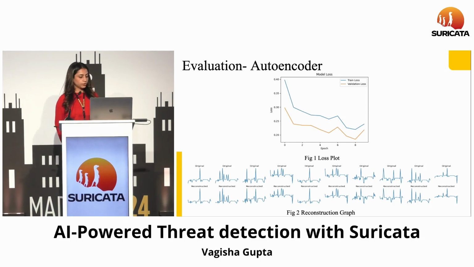These are the results from the autoencoder. Again, it did not perform as well as the two-class classification.